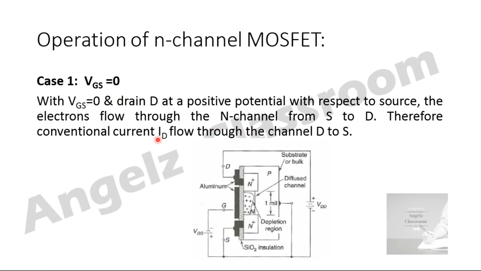So see this diagram. This is my common substrate layer diagram which we have seen in the previous slides. In this I am going to give my gate source voltage as 0, and this drain voltage should be at a positive potential with respect to the source. So the electrons start to flow from your source to drain, and the conventional current will be opposite to the direction of electrons. So the current direction will be from drain to source. This is your case 1.